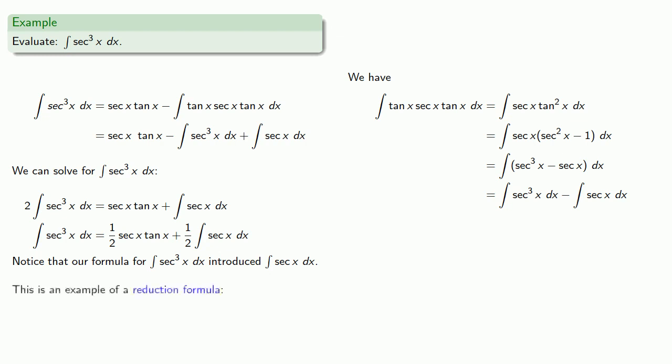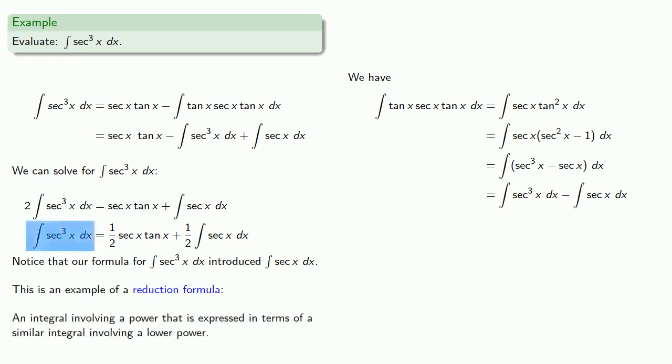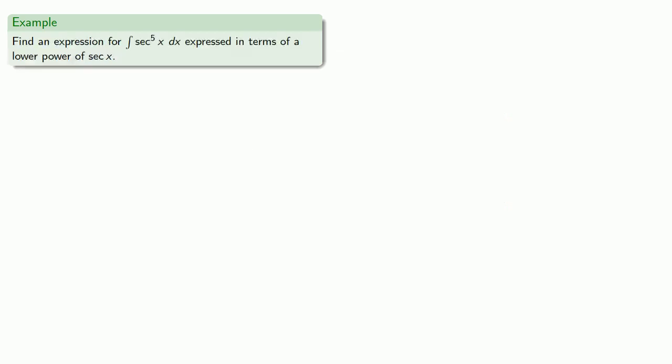And this is an example of what's called a reduction formula, an integral involving a power that is expressed in terms of a similar integral involving a lower power. For example, suppose we have to find an expression for the integral of secant to the fifth expressed in terms of a lower power of secant.